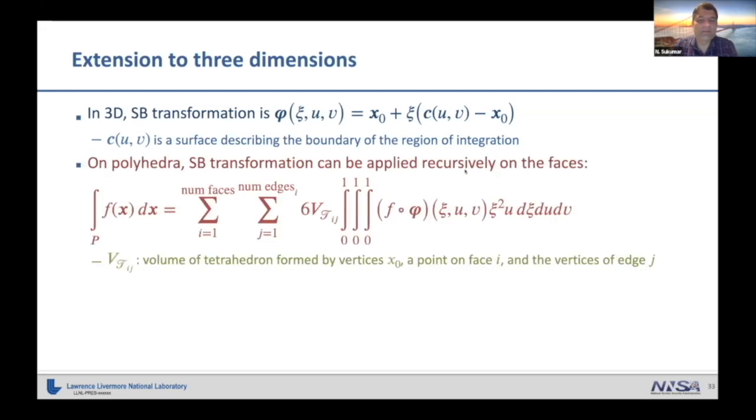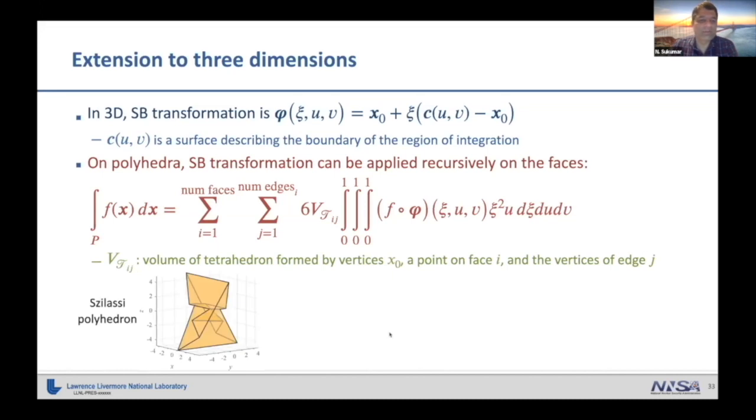So on polyhedra, you can apply it recursively, and you basically recover this formula. Instead of the area, you get a volume, and then this composition here, and you get psi squared terms times u d psi du dv. So that's what is d. You have a 3-dimensional integral now, where this is the volume of the tetrahedra formed by vertices x naught. You take a point on the face. Typically, you would choose one of the vertices other than the edge of interest. So you join those 3, which form a triangle, and you connect it to a point inside, which is x naught. For example, the centroid, or the vertex average of all the nodes in your polyhedron.